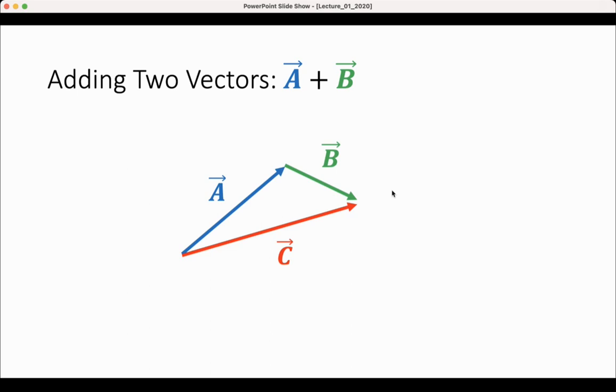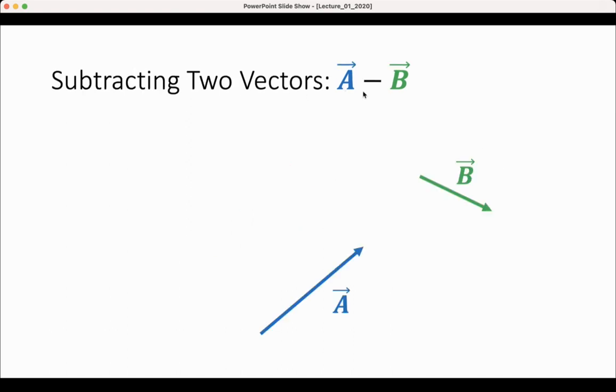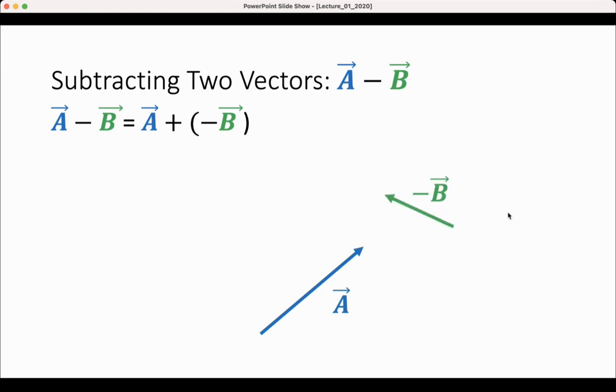Now that we've done that, we can actually figure out subtraction very easily. All we have to do is think of subtraction as the addition of one vector and the negative of another vector. So we want to think about subtracting two vectors, do the operation A minus B. We're going to think about that as A minus B being equal to A plus negative B, which it is, right? So all you need to know then is how to get negative B from B, but that's very easy. To get negative B from B, you simply reverse the direction of B. And now I can add the way I just taught you.